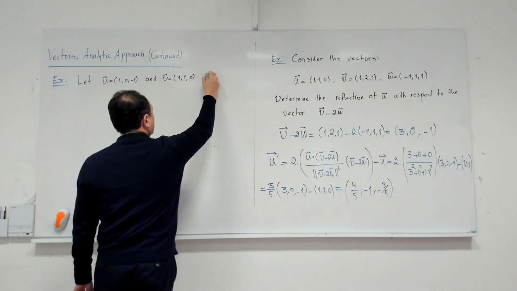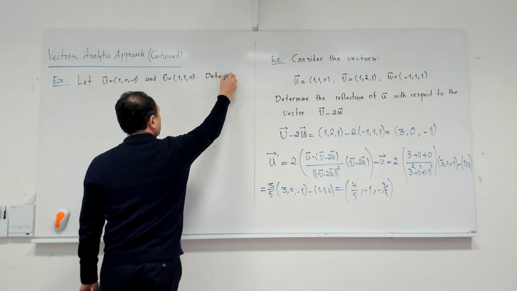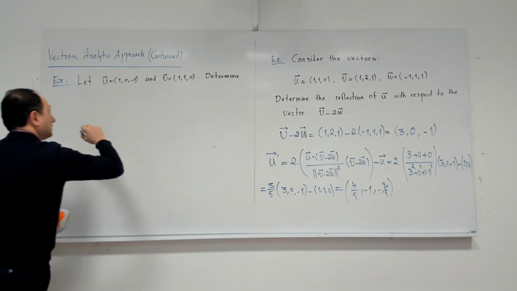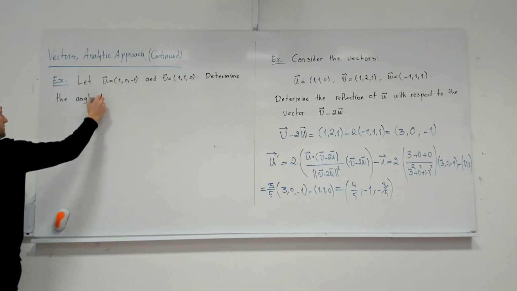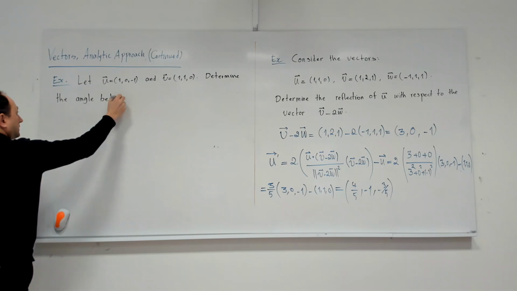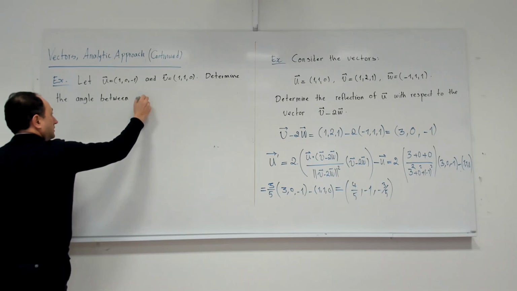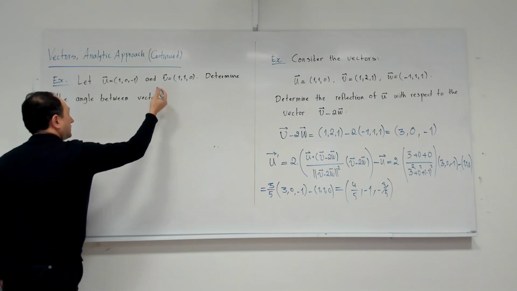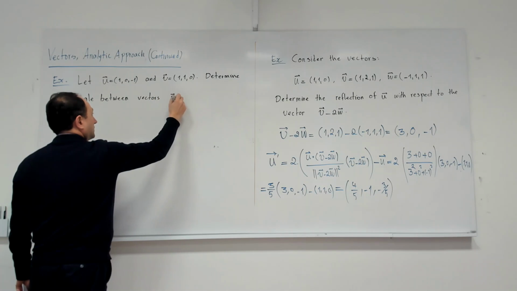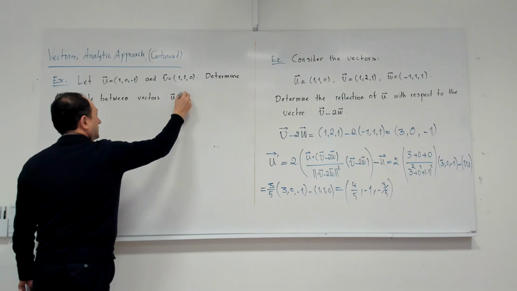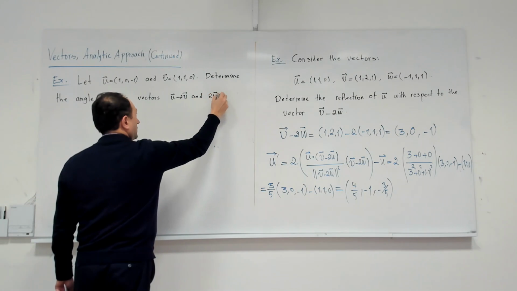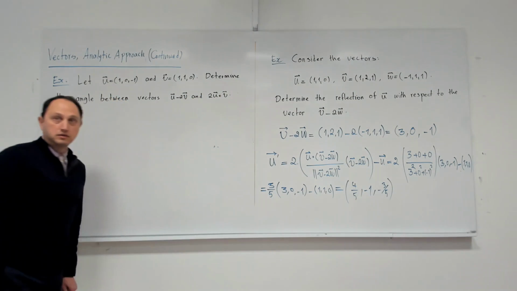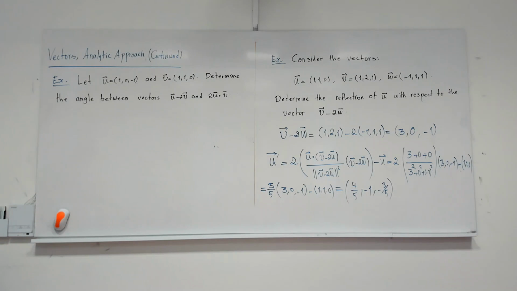Determine the angle between vectors u minus 2v and 2u plus 1. Okay, we want to find the exact angle between these two vectors.